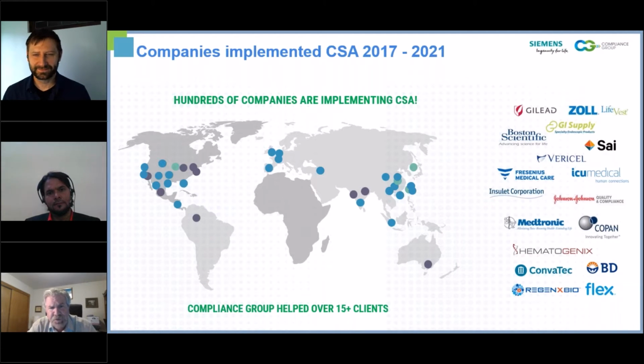Companies are starting to endorse CSA more and more. You'll see or hear over hundreds of companies worldwide, not just in the U.S., have been looking into it and evolving towards it. Compliance Group ourselves, we've helped over 15 clients in their CSV to CSA migration. Some of the examples are off on the right side.